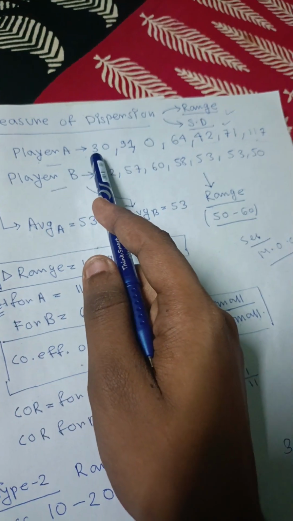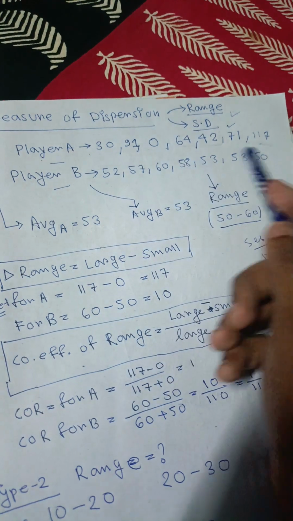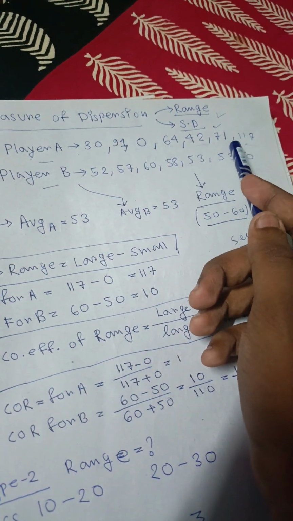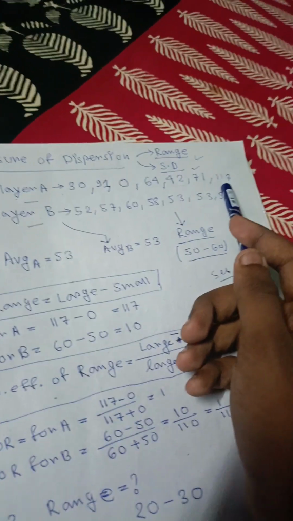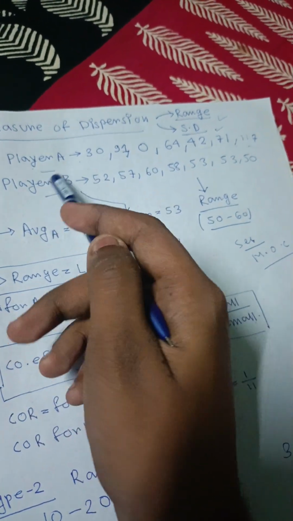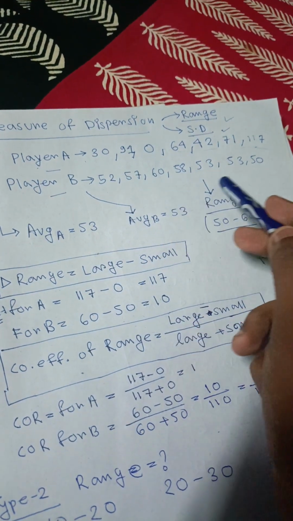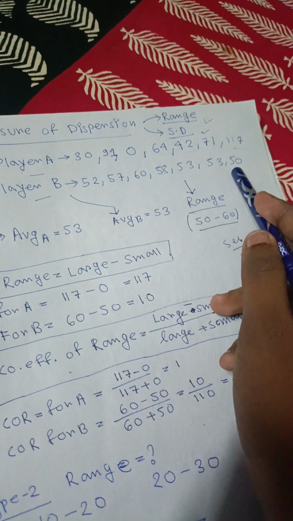In the first round, player A has scored 30, 91, 0, and in the last round he has scored 117. That is insane. In the case of player B, he scored 52, 57, and in the last round he has scored 50.